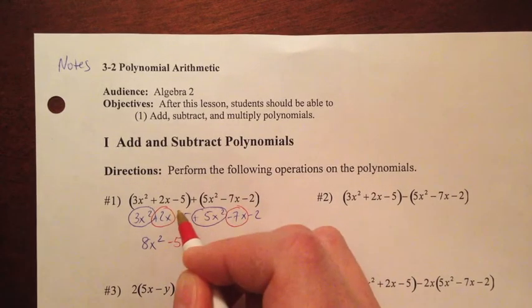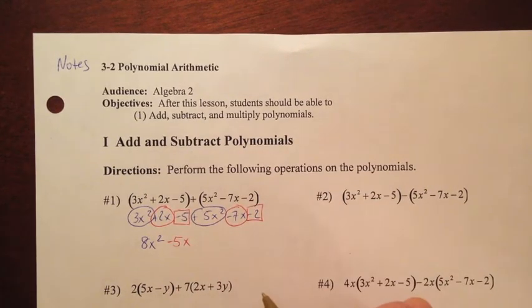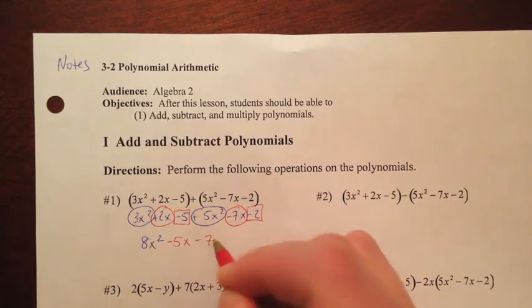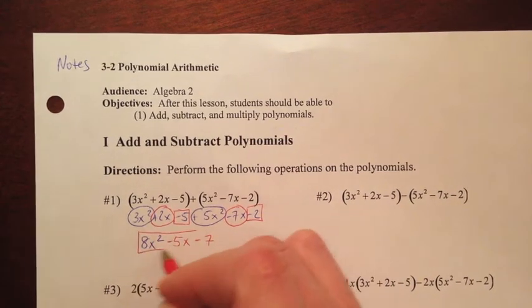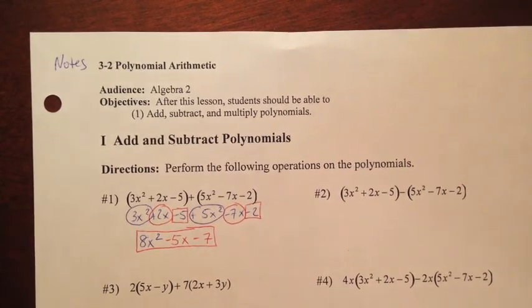And then we have minus 5 and minus 2. Those are constants, but those are also like terms. Minus 5 minus 2 is minus 7. And at this point, that's all you can do with that. That's as far as you can take it. You cannot combine anything else. So that is a simplified answer right there.